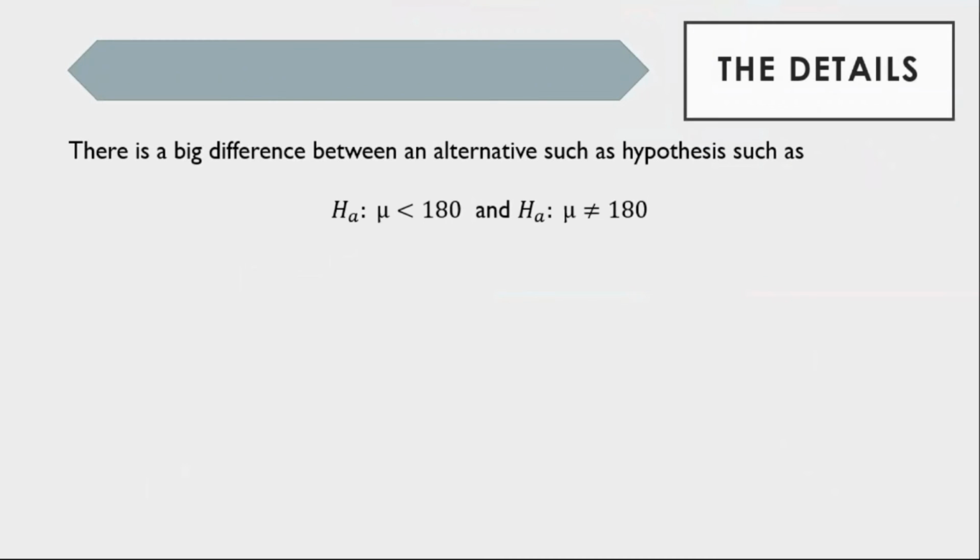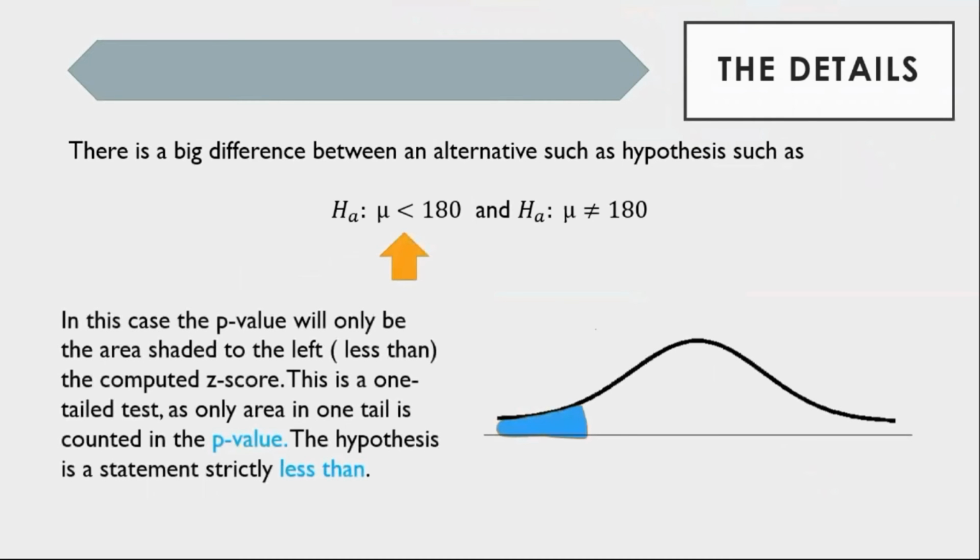There is a big difference in our alternative hypothesis, though, to saying that the average is less than 180 versus saying the average is not equal to 180. If our alternative hypothesis looks something like the mean is less than 180, in this case, we'll be shading to the left, right? Everything that's less than a certain value. And it's represented on my curve here in blue. I've shaded everything less than some hypothetical value.